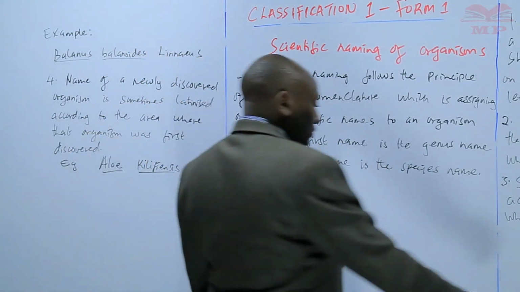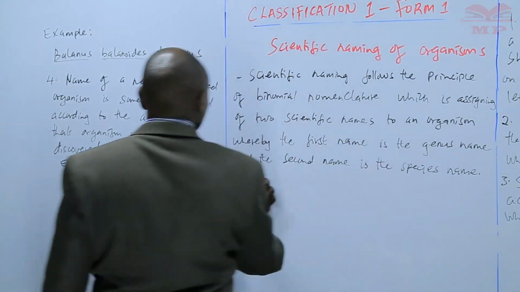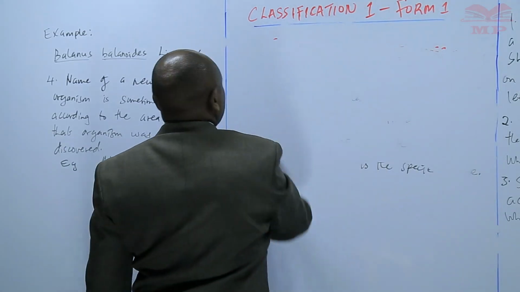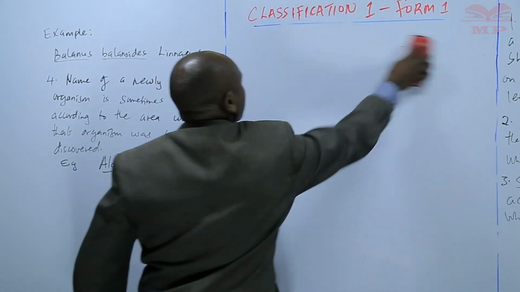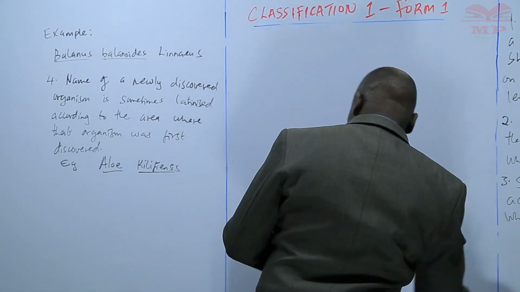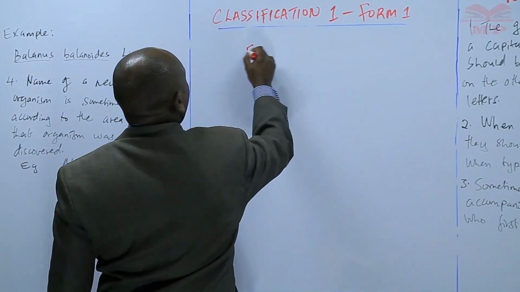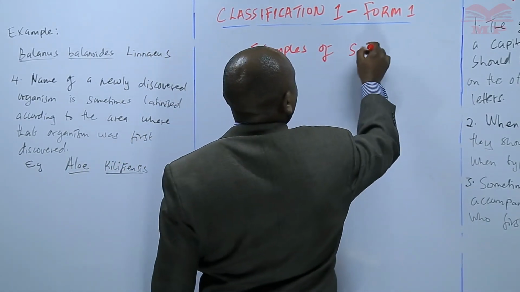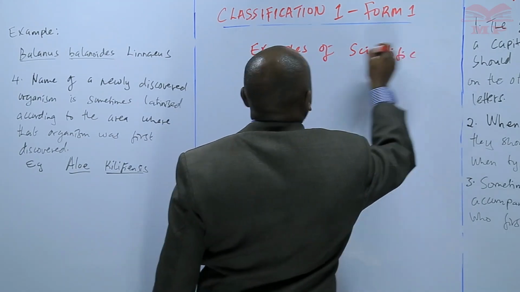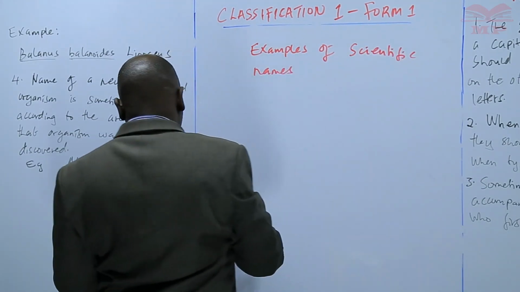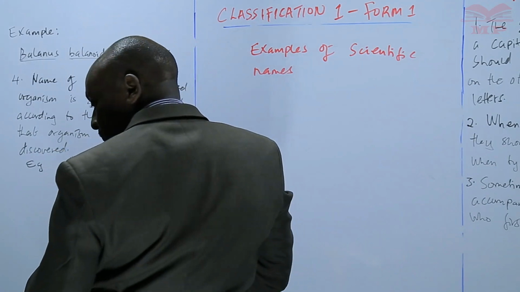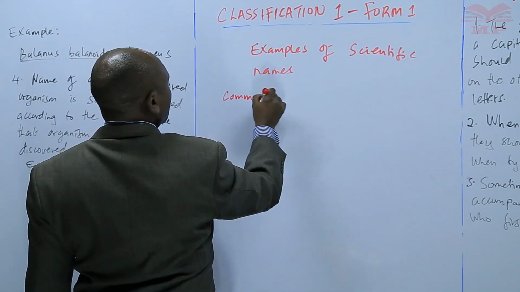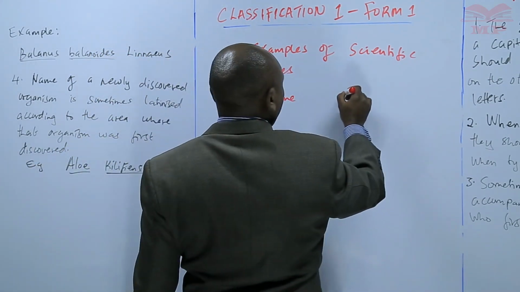And we'll have an example. We'll have an example of a few scientific names. So on these we'll have the common name and then the scientific name.